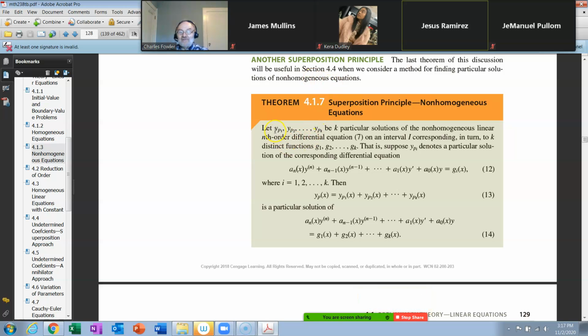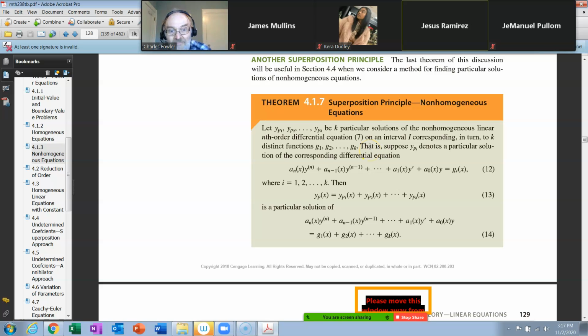Let's just imagine that we have a bunch of these: y sub p sub 1, y sub p sub 2, y sub p sub 3, all the way up to y sub p sub k. These are k particular solutions of a non-homogeneous linear nth order differential equation. That means you have something to the right of the equal sign that's not 0 on an interval I, corresponding in turn to k distinct functions, g1, g2, g3, g4, all the way up to g sub k. These are sums of functions on the right-hand side.